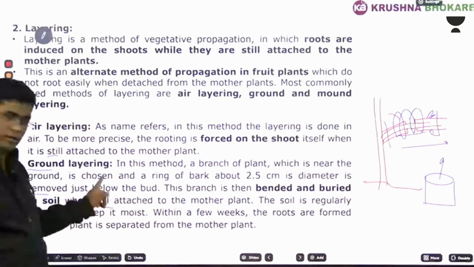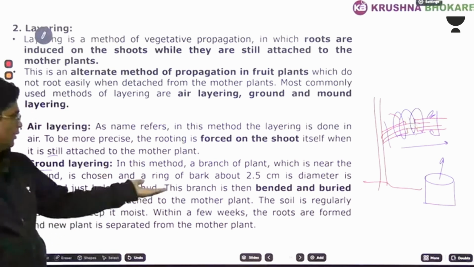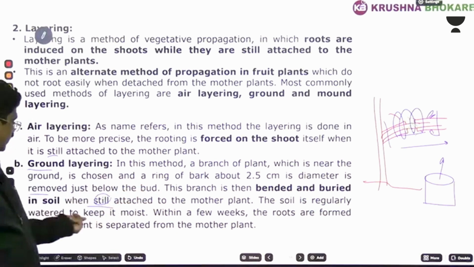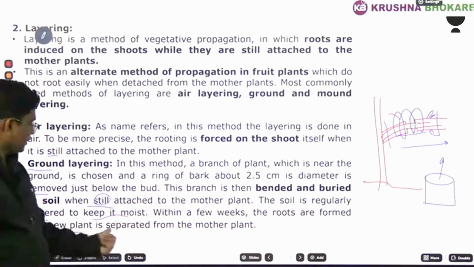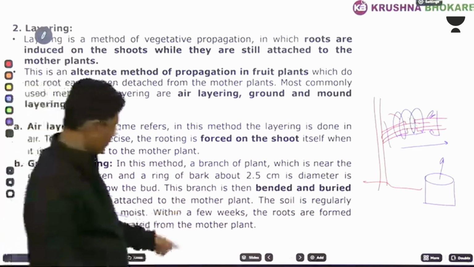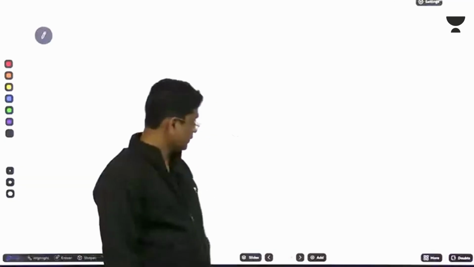यहाँ पे क्या होती है, अटैच होती है, रिमूव नहीं करते, ठीक है. So soil is regularly watered to keep it moist. Within a few weeks roots are formed, and the new plant is separated from the mother plant branch, ठीक है.